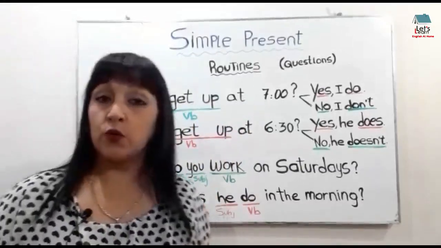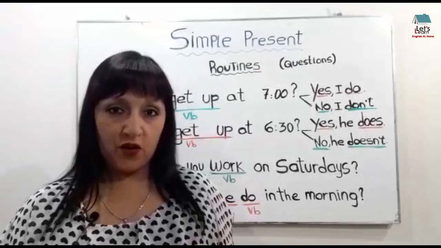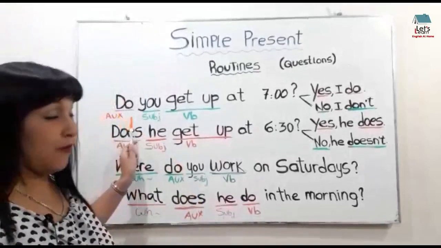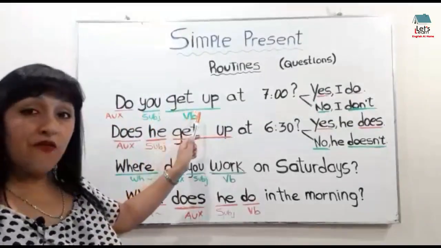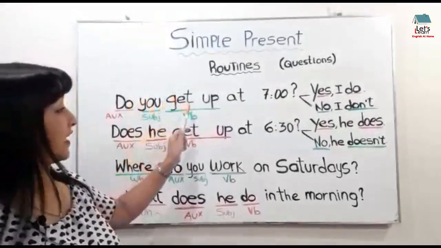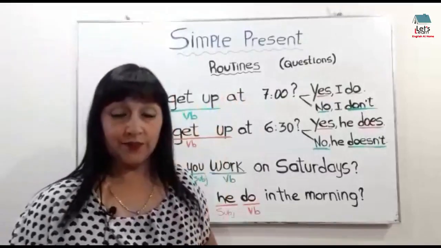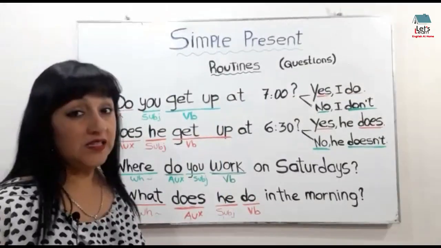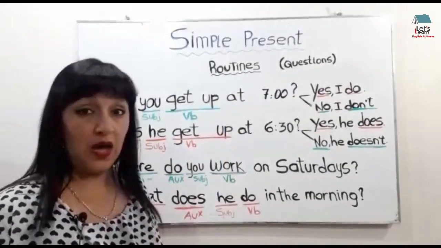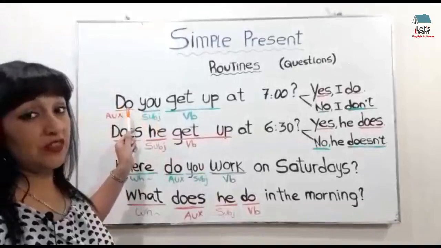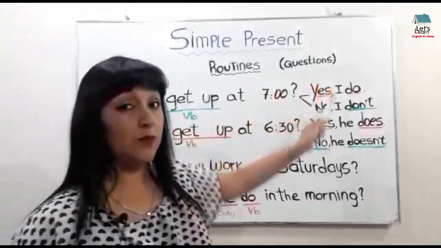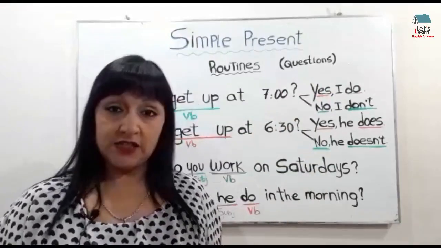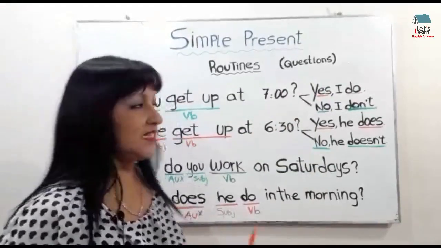The word order for questions is different from the affirmative and the negative statements. Look at the instructions. Auxiliary, subject, verb. Do you get up at 7 o'clock? When this is a yes-no question, we need to answer them with the auxiliaries as well. The question begins with do, so my answers will be with do or don't, if it is an affirmative or negative answer. Look at the possibilities.